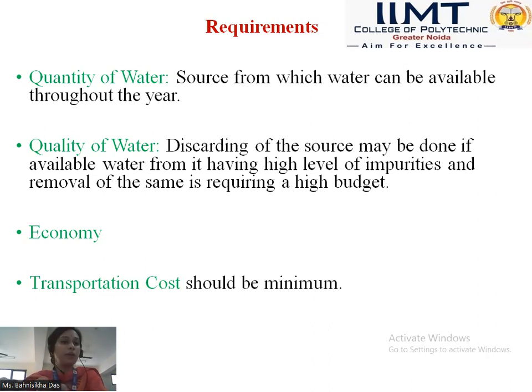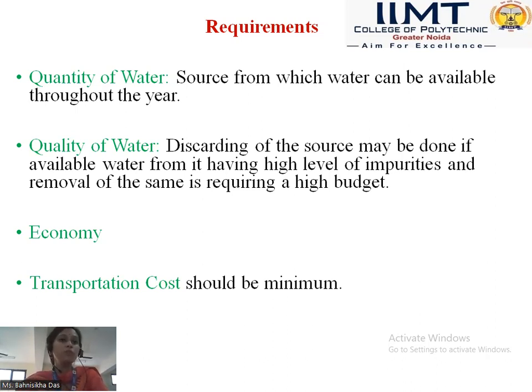After we get the quantity of water, we will also have to check its quality, because quality also plays an important role. If we are getting sufficient quantity of water from a particular source, but the quality is not good, or if the quality is very poor, then of course the budget will be very high for treating the water. We have to treat the water to a higher degree, and hence the budget will be very high.